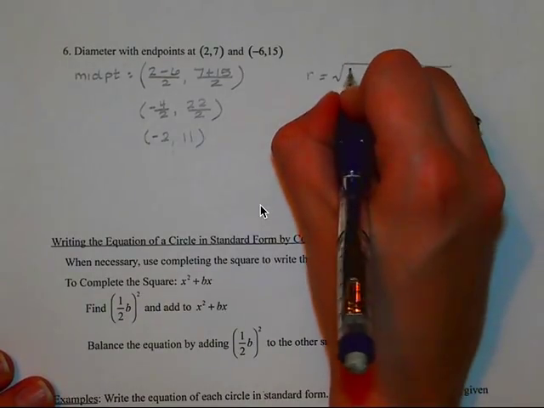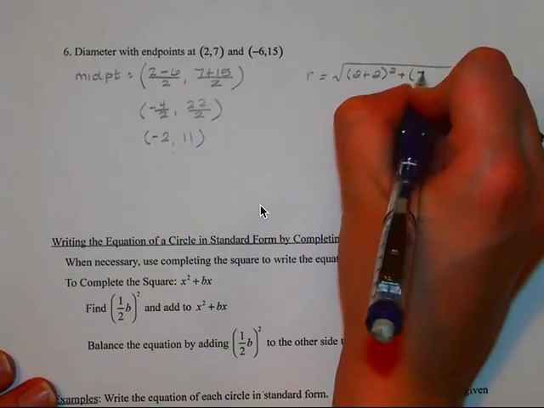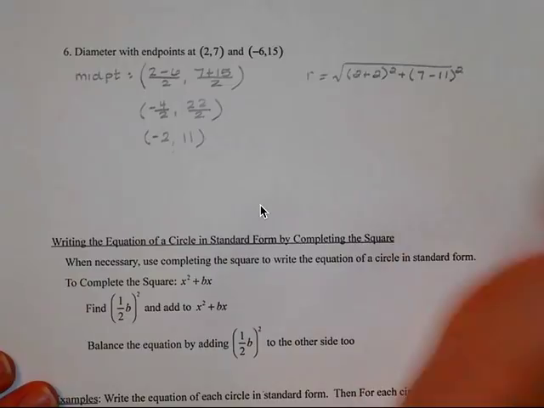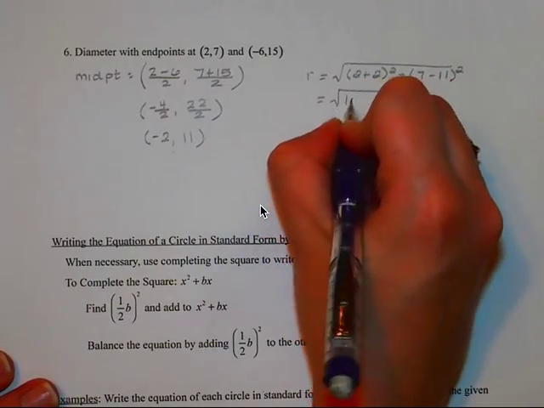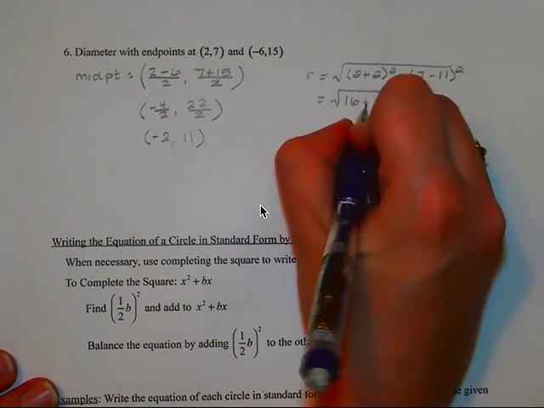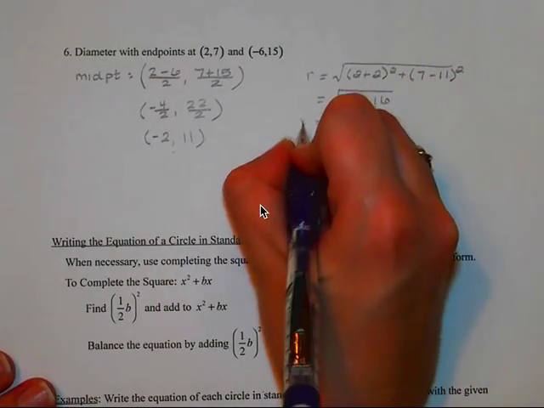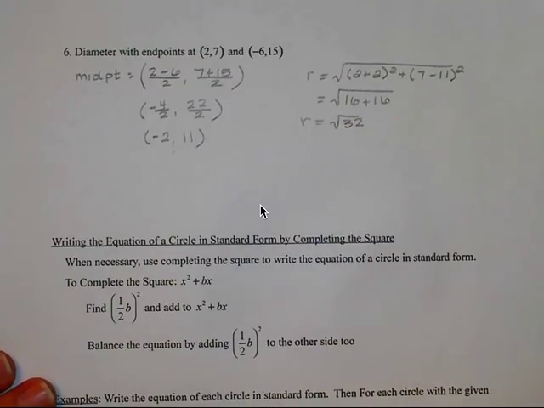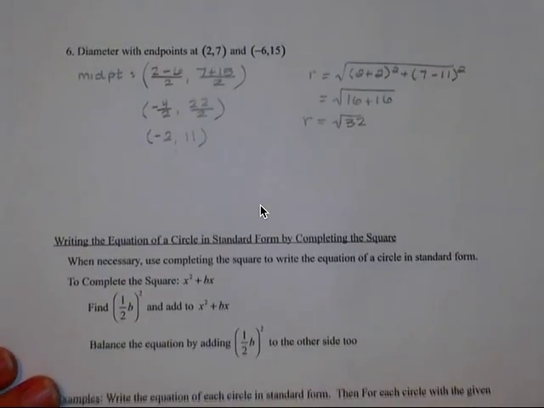So here we have 2 plus 2 squared and 7 minus 11 squared. 2 plus 2 is 4, squared is 16. 7 minus 11 is negative 4, squared is 16. 16 and 16 is 32. For this question, I'm going to leave the radius as the square root of 32. I'm not going to simplify the radical. I'm not going to find the decimal. And the reason for that, you'll see in just a second.